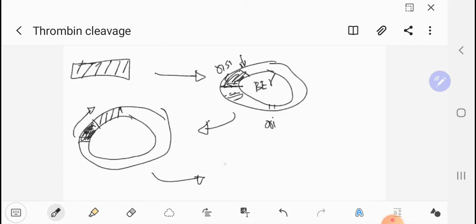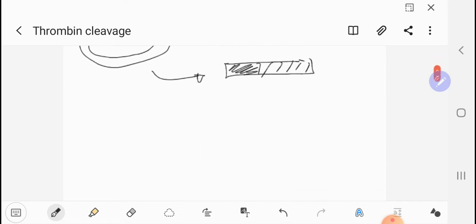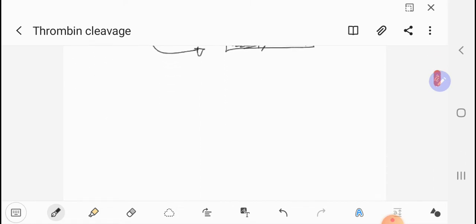So this fusion protein, like this, here is your tag and here is your desired protein.